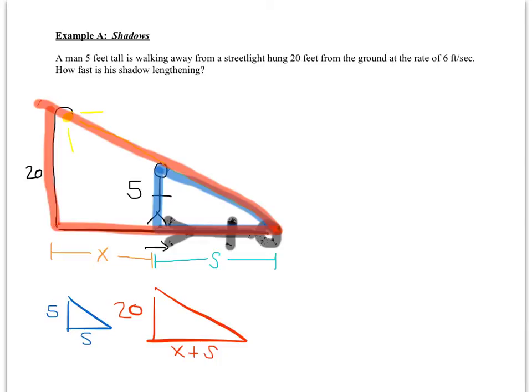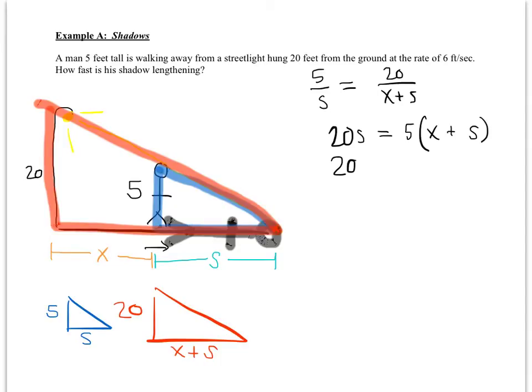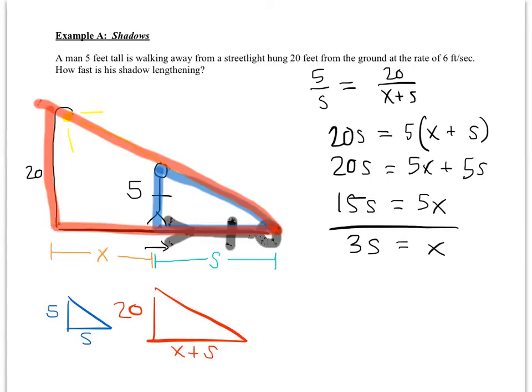So if you don't mind, I'm just going to set up a proportion really quickly here. 5 over S is equal to 20 over X plus S. If we cross multiply, you'll get 20S is equal to 5 times the quantity X plus S. That'll give us 20S is equal to 5X plus 5S. Subtract 5S from both sides, and you will finish with 15S is equal to 5X, or better yet, 3S is equal to X. Again, that should look pretty familiar from what we just did.